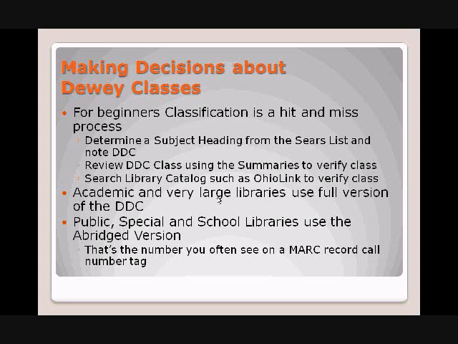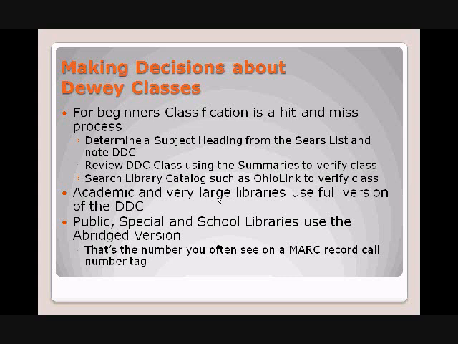What is used in public and school libraries is the abridged Dewey Decimal classification, and I think we're in the 21st edition of the Dewey classification, the abridged version. The larger libraries will use the full version of the Dewey Decimal classification. So sometimes if you see on your MARC record a 21 on the right side of the Dewey classification, that means that it's the 21st version of the abridged Dewey classification that was used to create that Dewey classification.